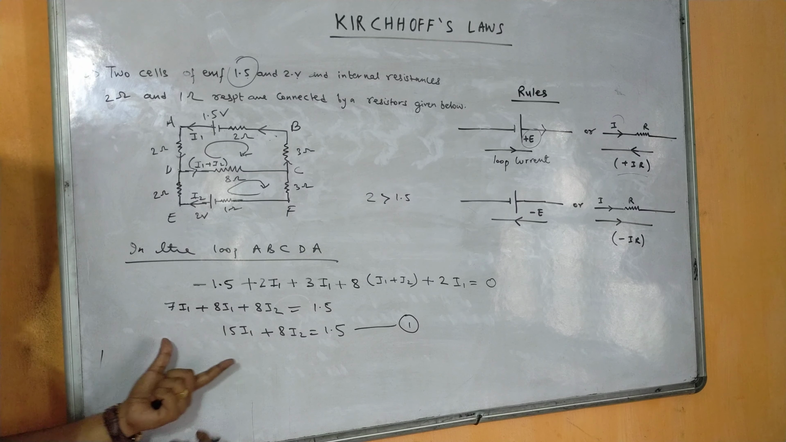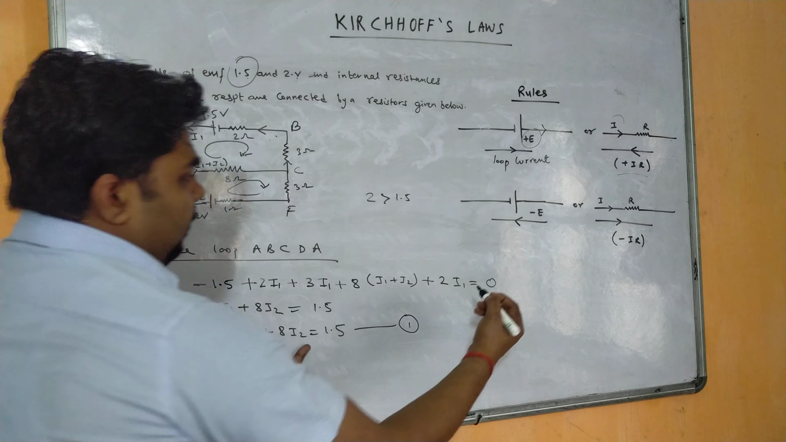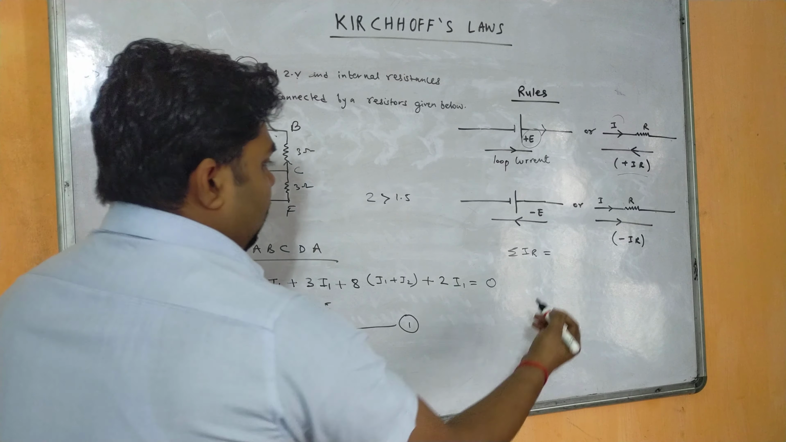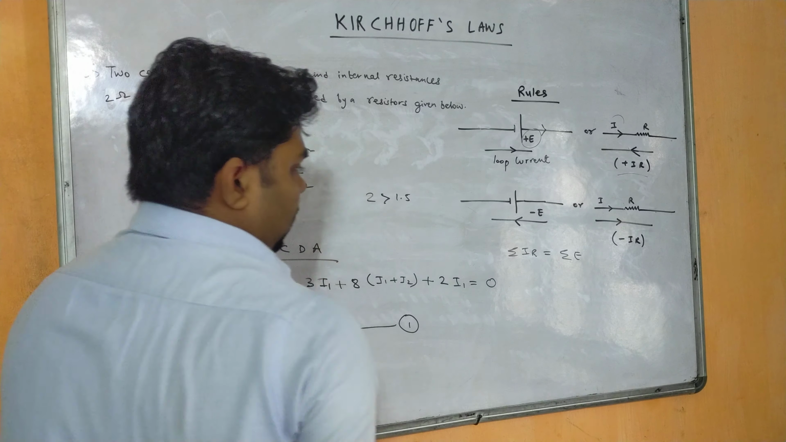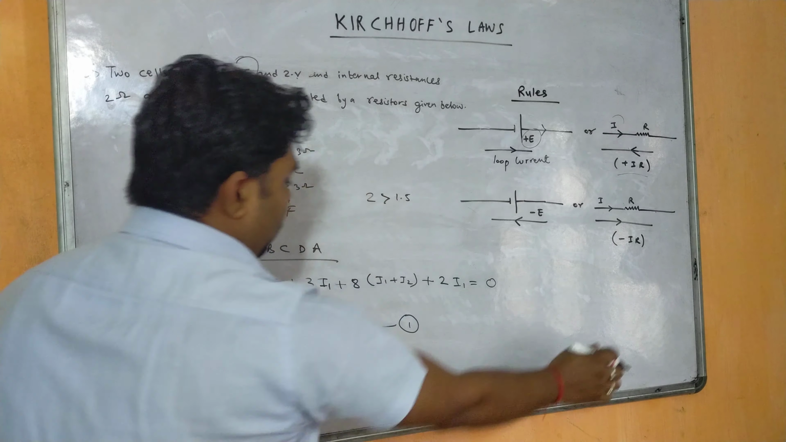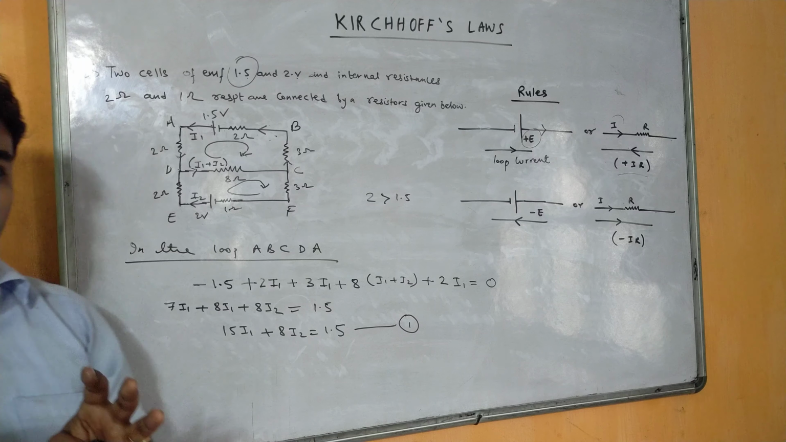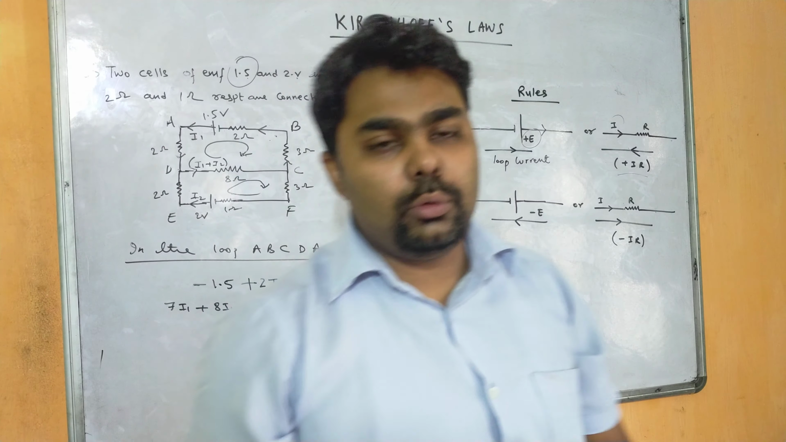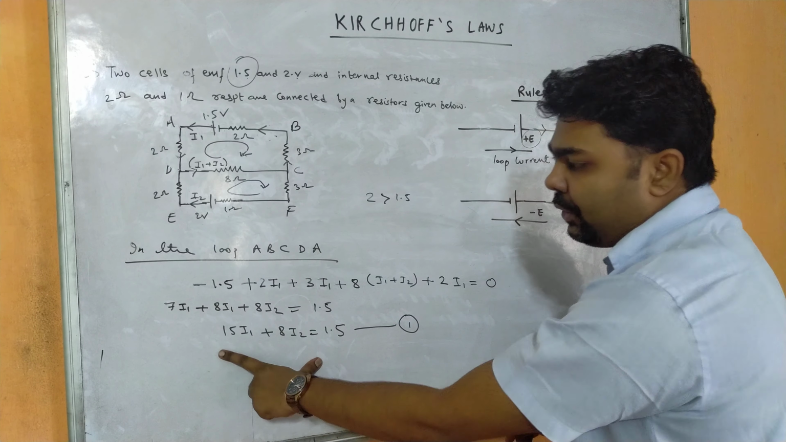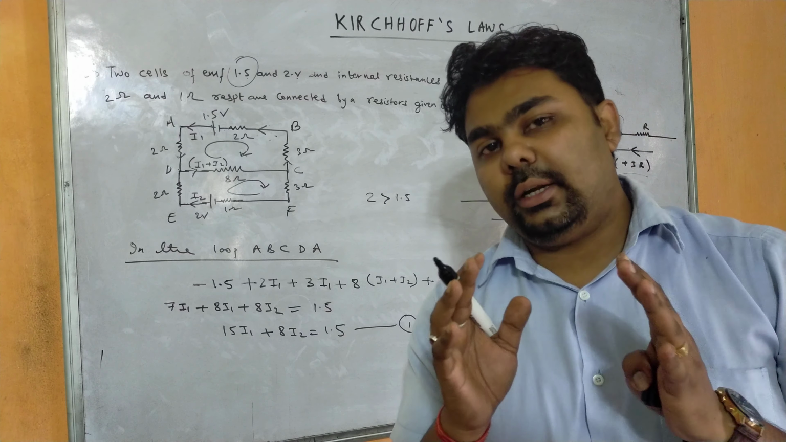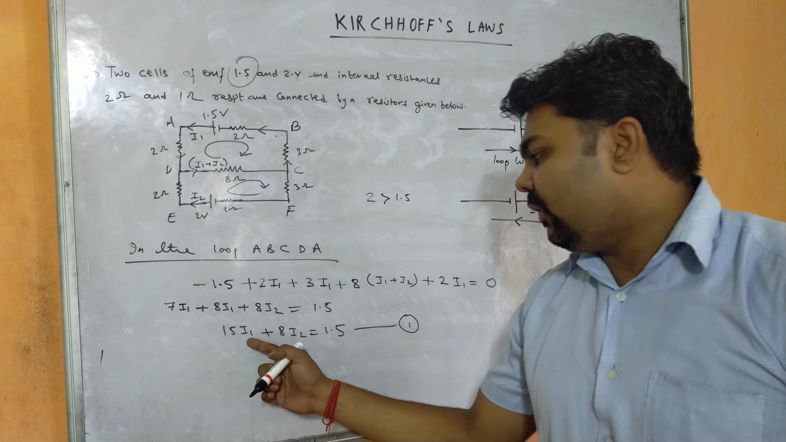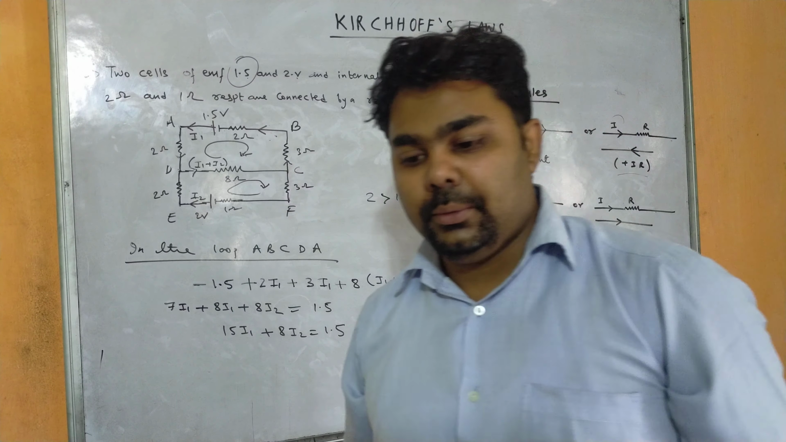Now let's check. You see this is the total I, that means the summation of I here, and this is the total voltage EMF, right? So this is the second law. Okay, so likewise we have to make the second loop also. From this loop we will get one more equation like this, then both the equations we have to solve simultaneously, and we have to get the value of I1 and I2.